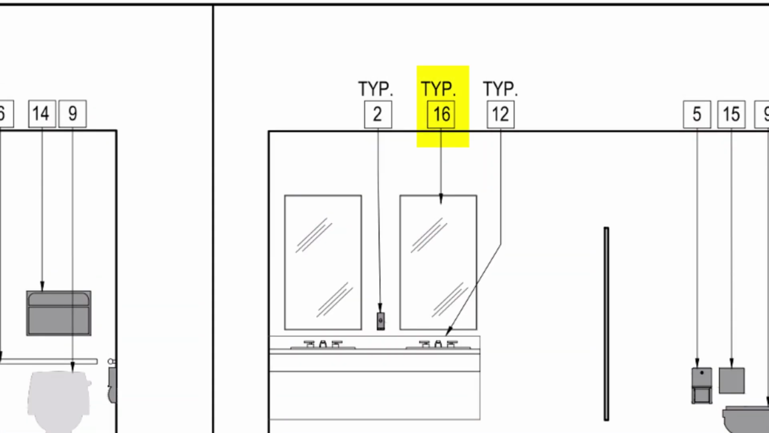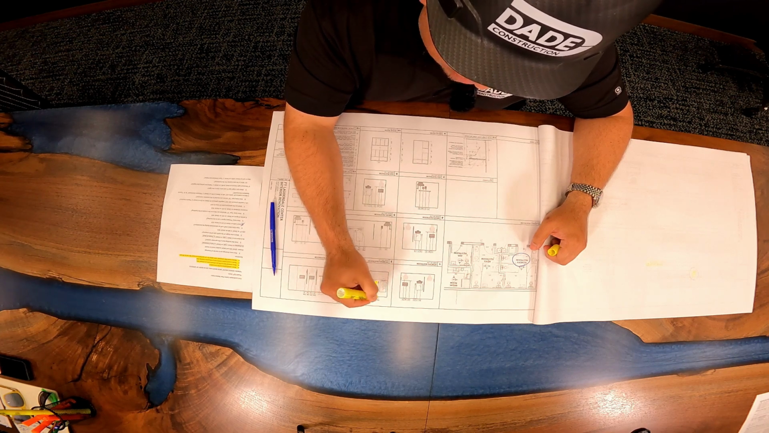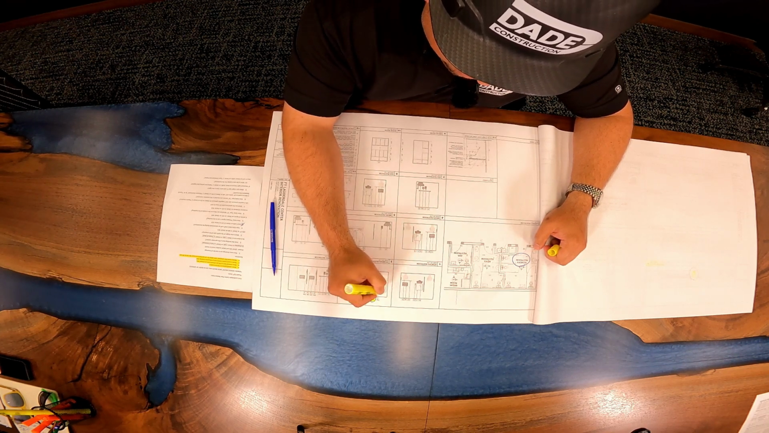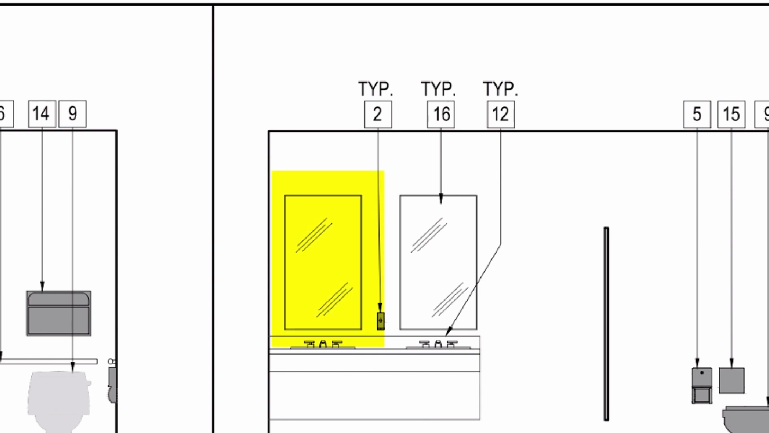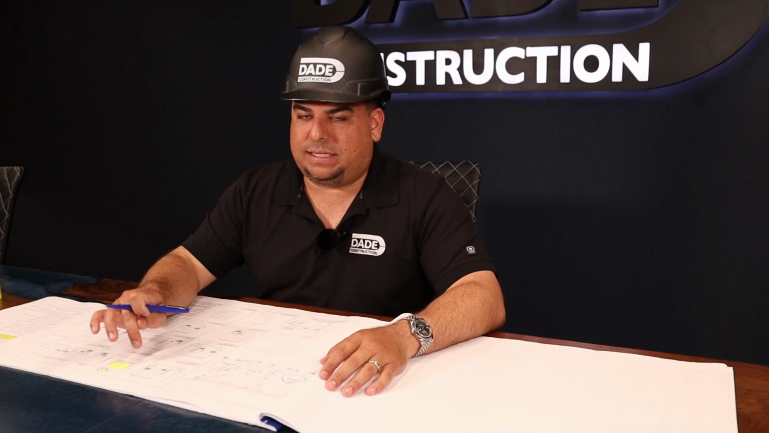Well, okay, we've obviously identified one here. When it says TYP, this is typical. So this would be 1, and they're not marking this particular mirror, but we know by visually looking at it that this is the second one. This is our second type 16 mirror.